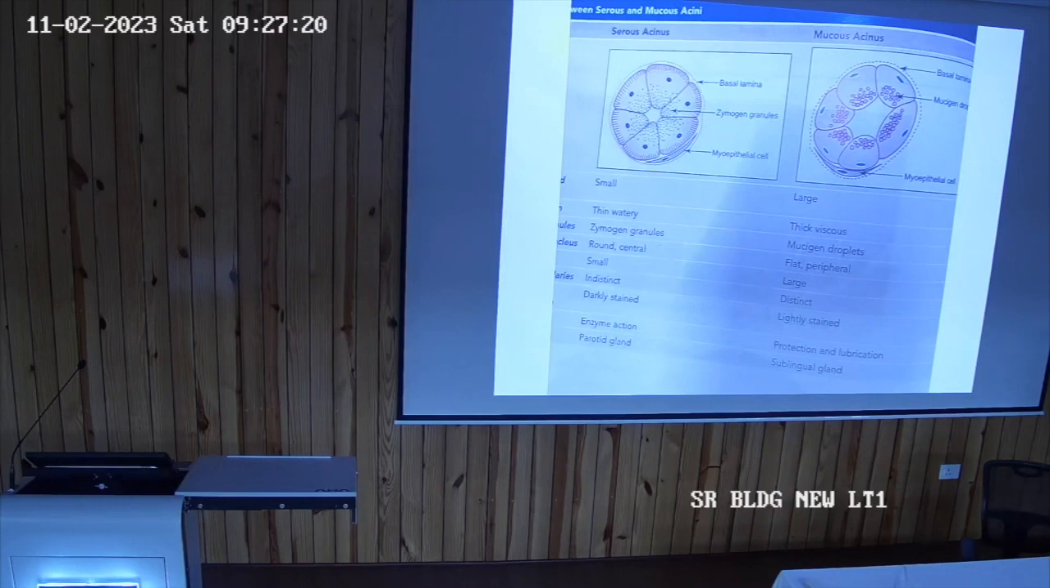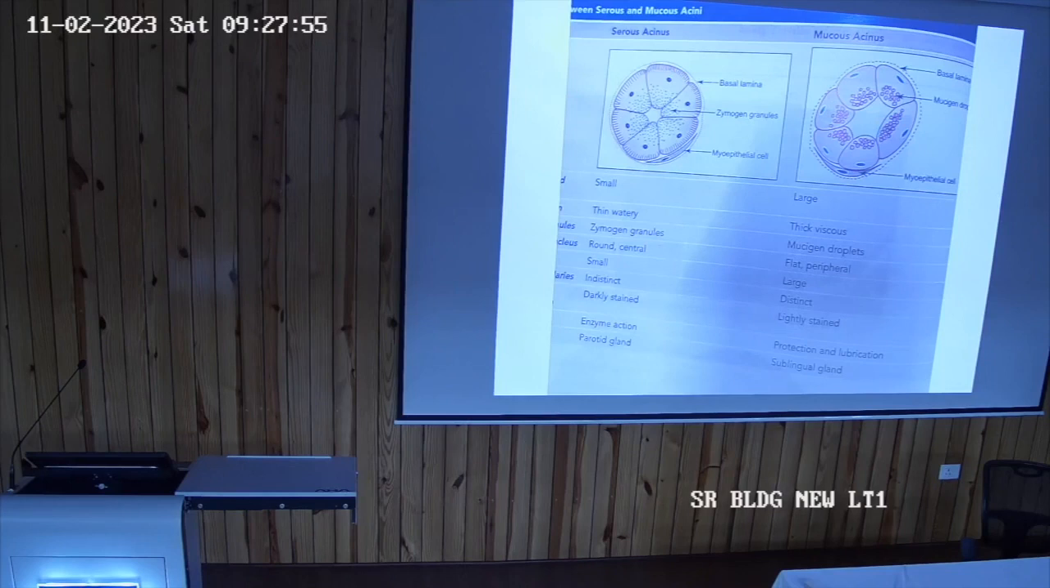See the shape of mucous acini. In mucous acini, you will see the cells are cuboidal type of cells. Compare the lumen of serous and mucus. The lumen is wider. The nuclei of the cells are flattened, and they are pushed towards the basement membrane.